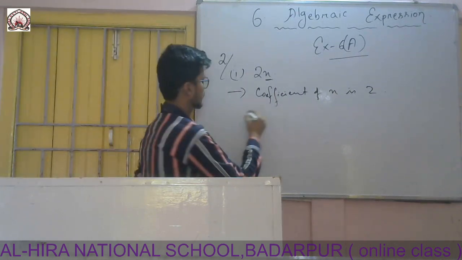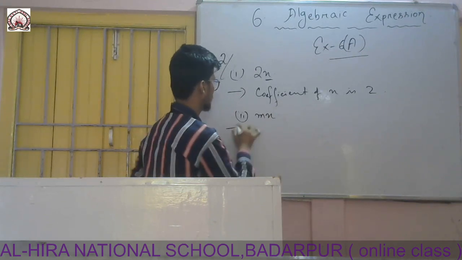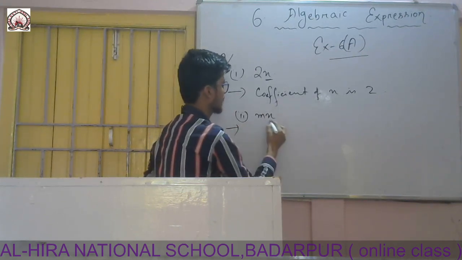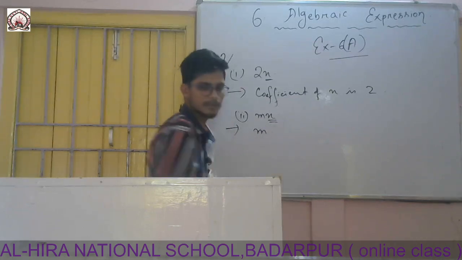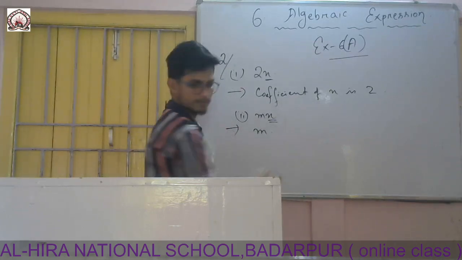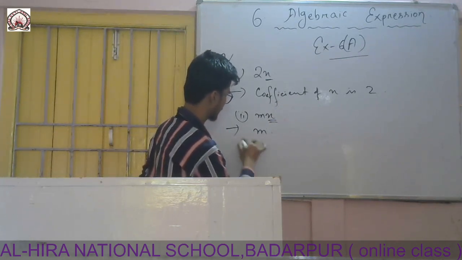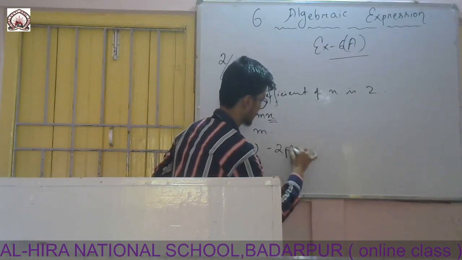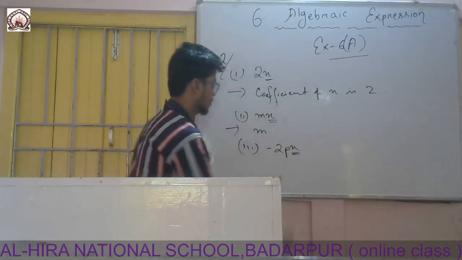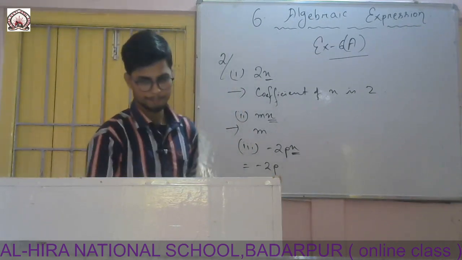The next one, Roman 2, mx. So in this case also, what is the coefficient? After leaving x, what left? Only m. That means answer is m. So you write this line. Not writing again and again. Now Roman 3, minus 2px. So after leaving x, only minus 2p left. So this is the answer.